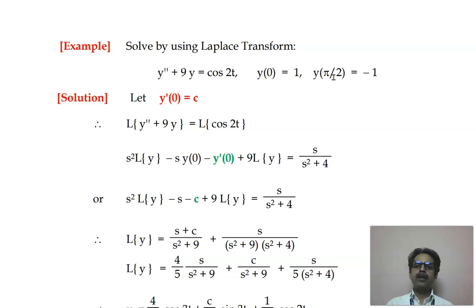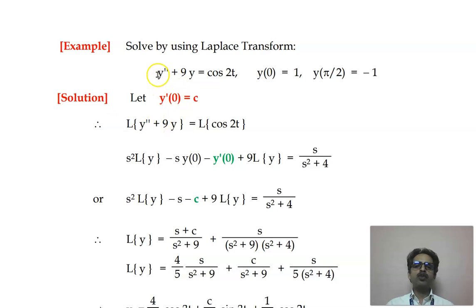Note that here y dash of 0 is not available. So assume that value as c, because you know when you use formulas during the second step we have to put the value of y of 0, y dash of 0. Here y of 0 is available but y dash of 0 is not available. So we need to assume y dash of 0 as a constant c, and we can find the value of this constant c also. So what is the first step now?